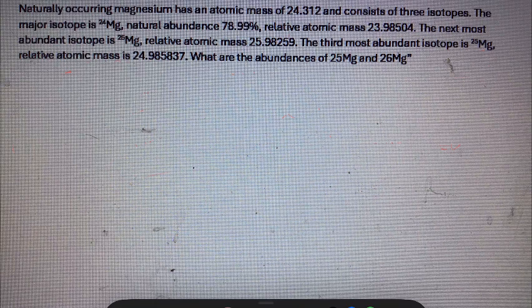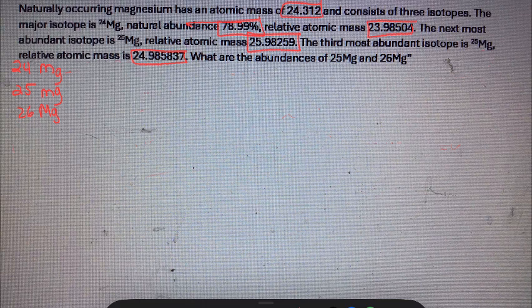All right, so first thing I'm going to do, I always do, is I box my numbers and units. It makes it just easier for me to find. What makes this different is you're going to have to find 2 percentages. So I'm going to make myself a little table, and it's going to make things a little easier. I'm going to put 24 magnesium up here, 25 magnesium, and 26 magnesium.